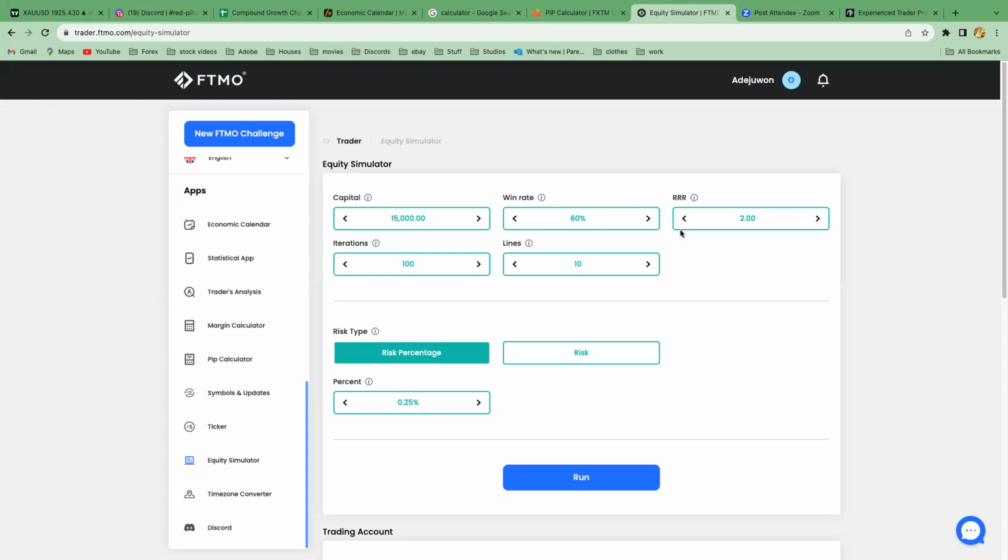Now, for the risk to reward, all you have to do is be looking to take a 1-2 trade setup. Again, if you get more, that's absolutely fine. There's no crimes in it.